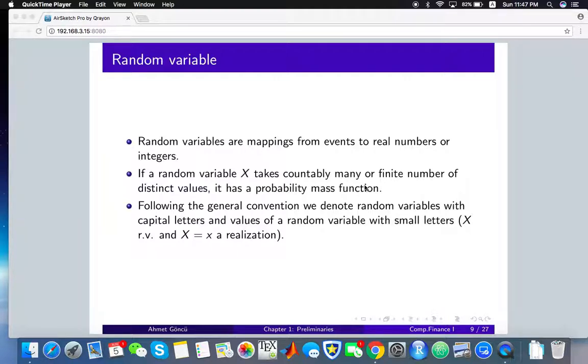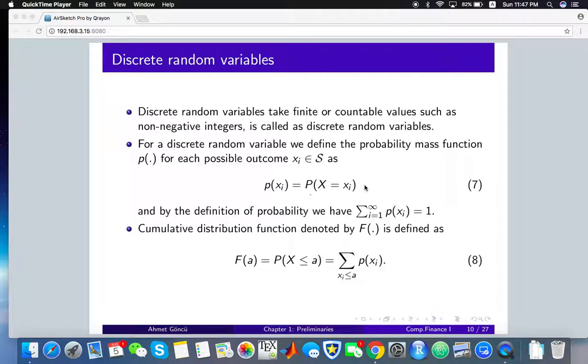As a convention, note that random variables will be denoted by capital letters, and the specific values of random variables will be denoted by small letters. As you might already know, the discrete random variables are taking a finite number of possible values, and each possible outcome is coming from this set of outcomes, which is denoted by this capital S.